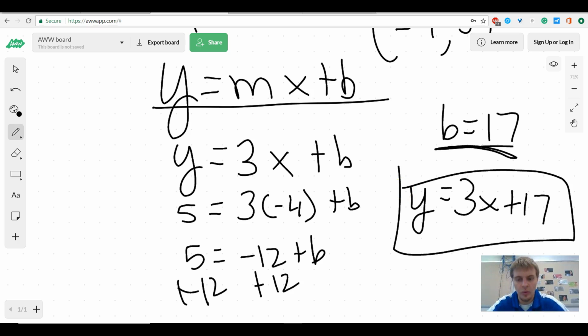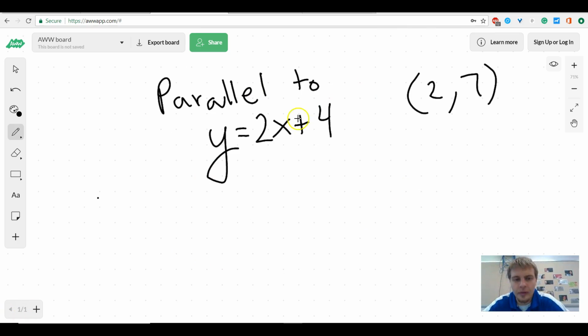Let's try one more. Now we want it to be parallel to y equals 2x plus 4 and go through the point 2, 7. Now this time it's going to be again a little bit different, but it's going to be similar. We again want a line equation, which would be y equals mx plus b.